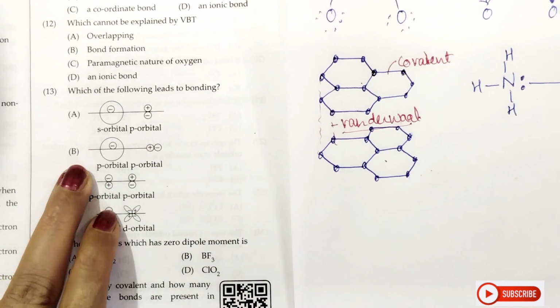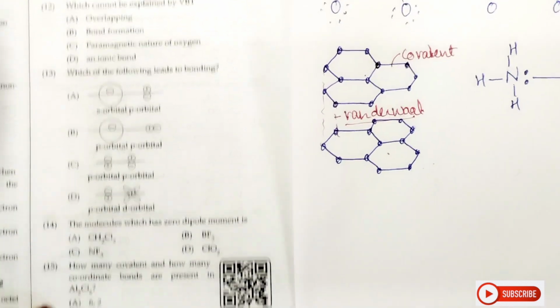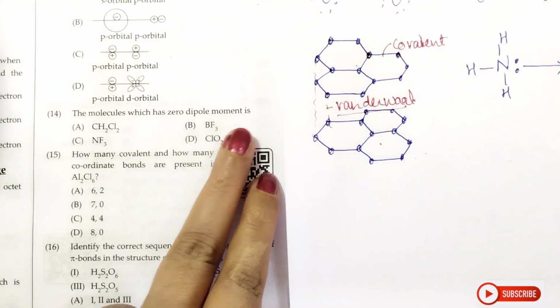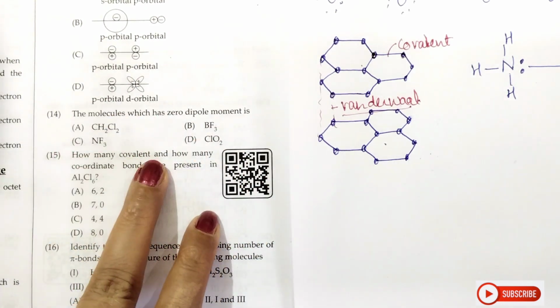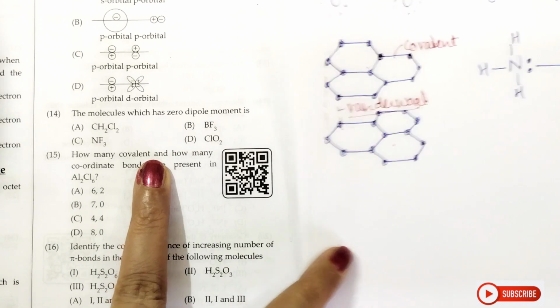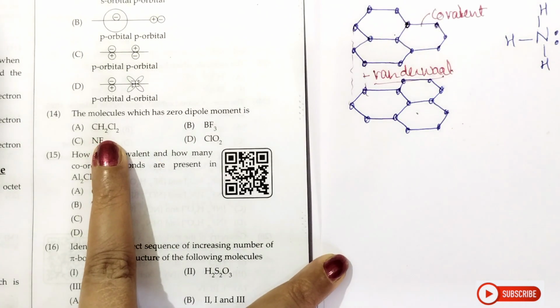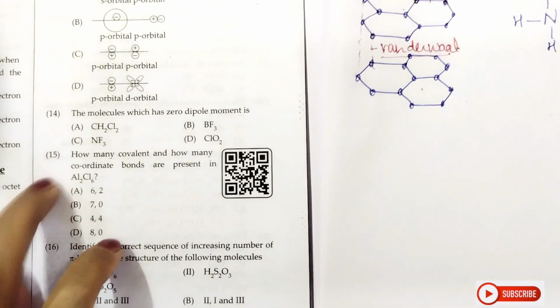So the answer here is B option. See the next one. The molecule which has zero dipole moment is. To check where the dipole moment will be zero, you need to draw the structures. So let us draw the structure for the first molecule.